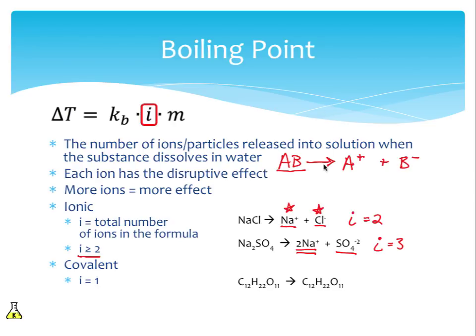When covalent compounds dissolve into solution, there are no ions to separate. As a result, we only end up getting one particle, one opportunity to disrupt intermolecular forces, and regardless of your covalent compound, we always expect i to be equal to 1. So depending on whether your substance is ionic or covalent, we can use this information to determine the value of i that's going to be plugged into our equation. And we'll certainly spend some time in class practicing this skill.